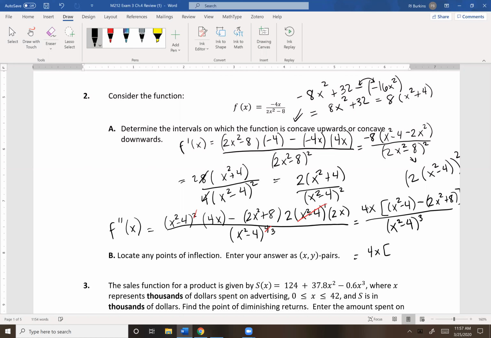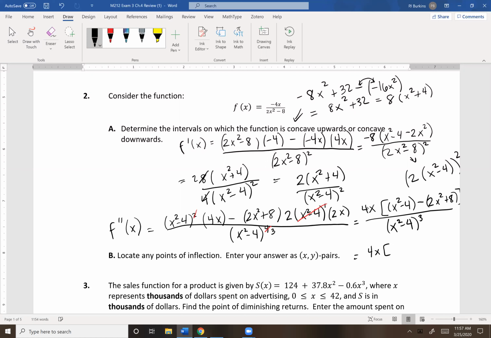It doesn't let me write off the screen, darn it. What did you just do? Where? Just right here. I just did x squared minus 2x squared. That's negative x squared. Negative 4 minus 8.